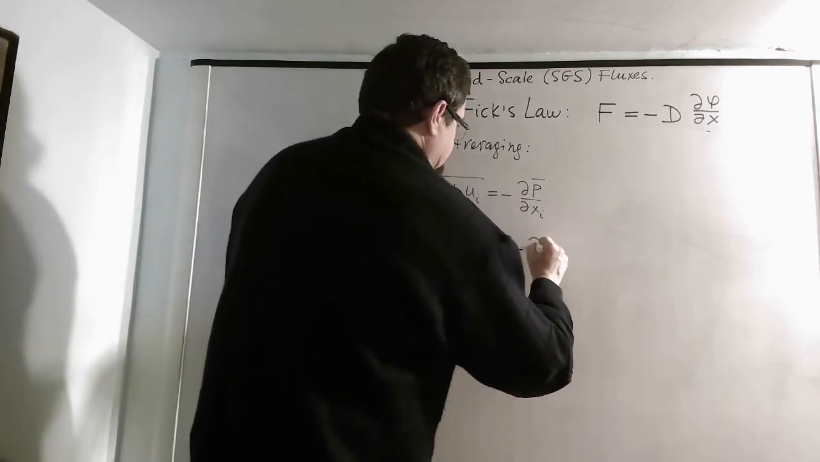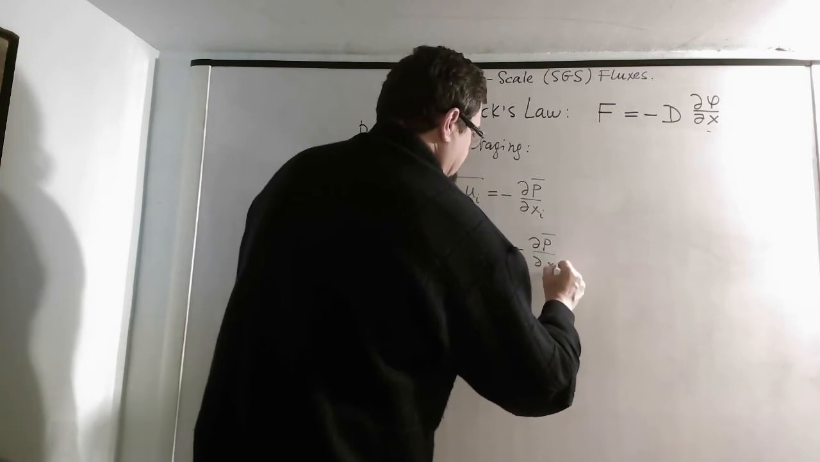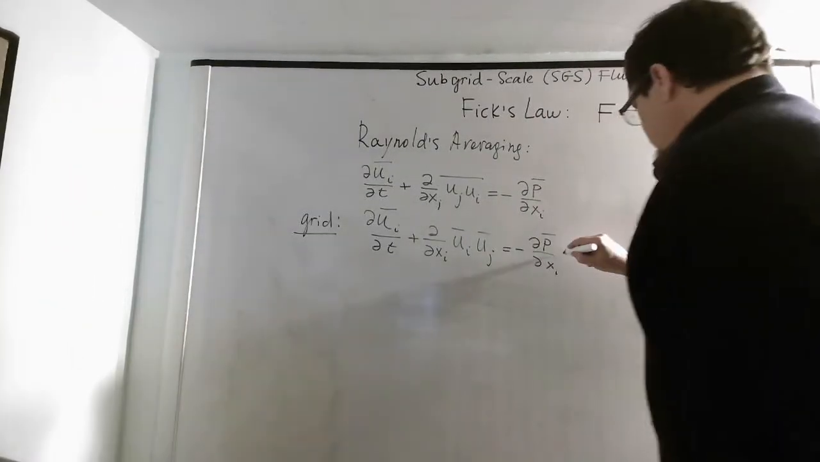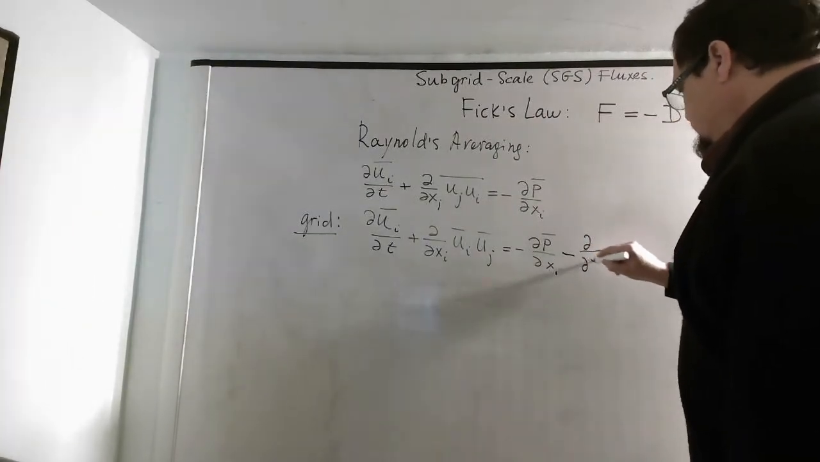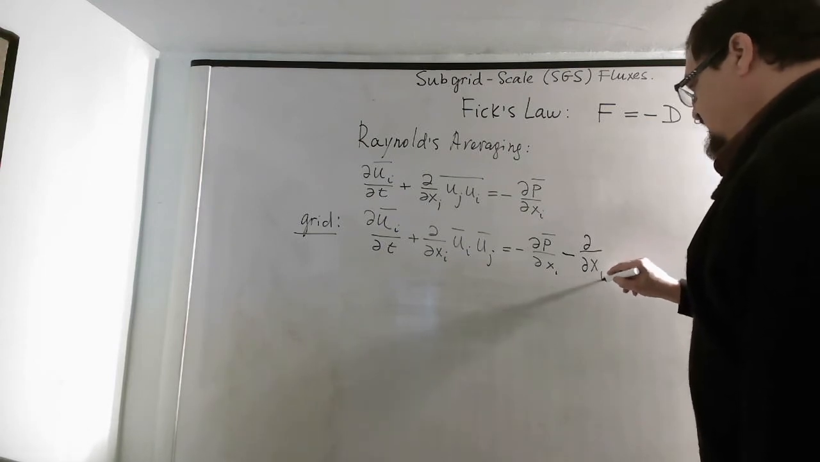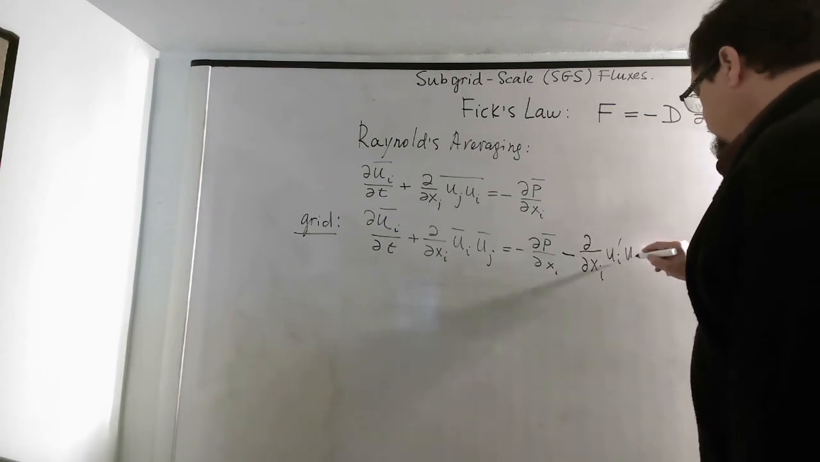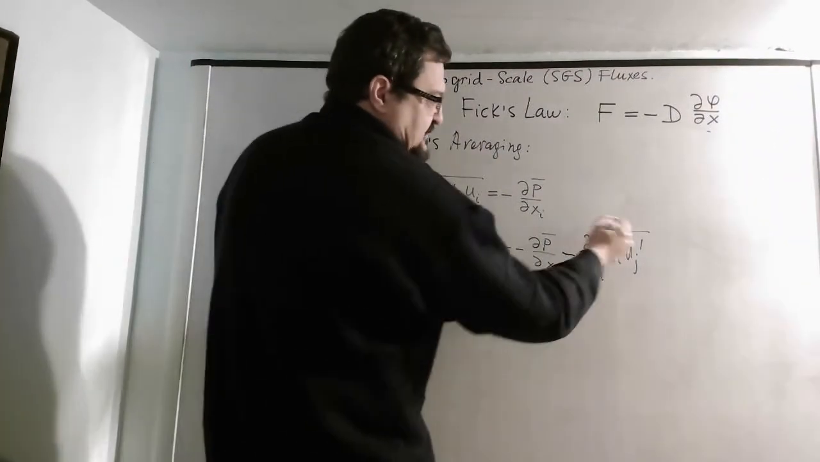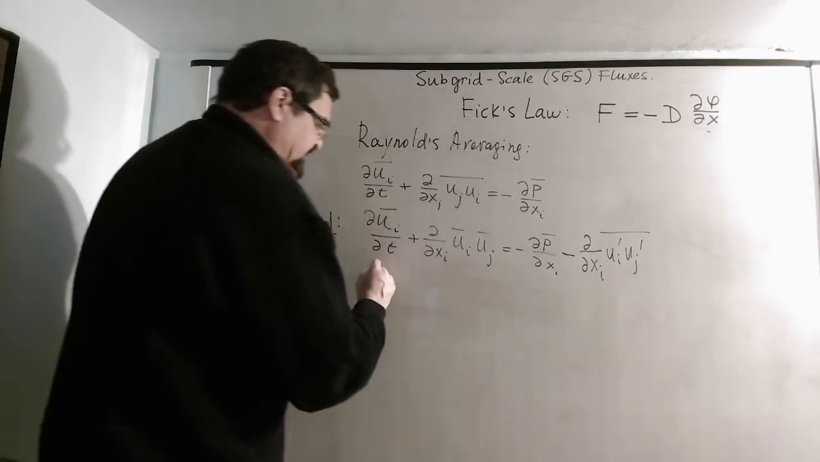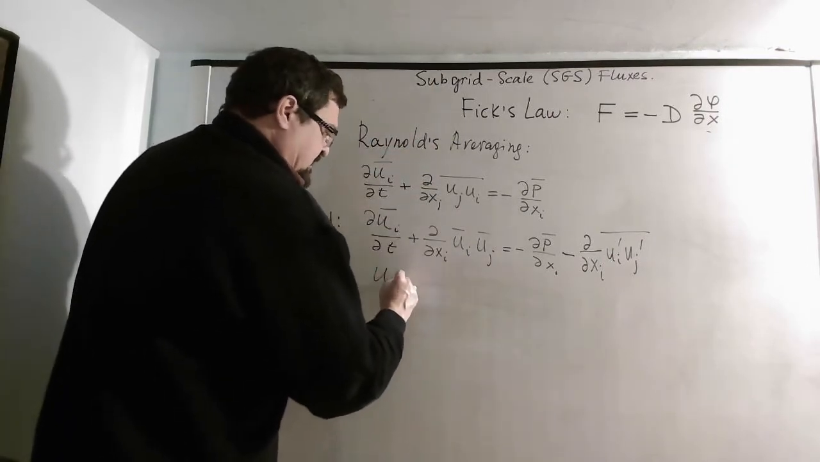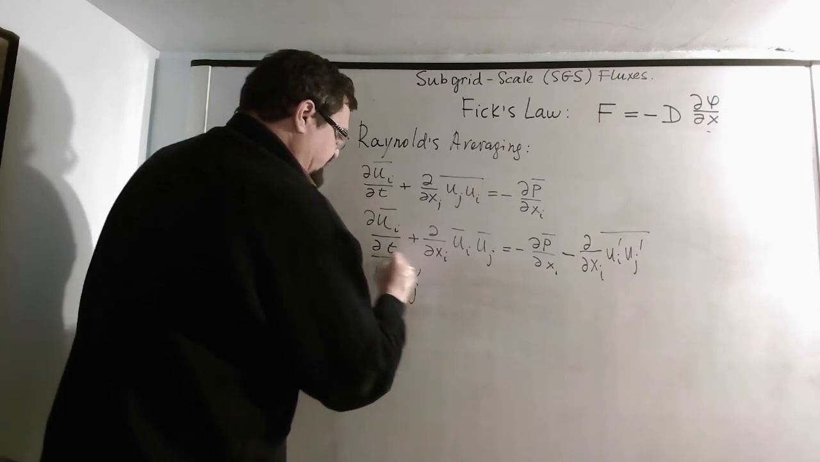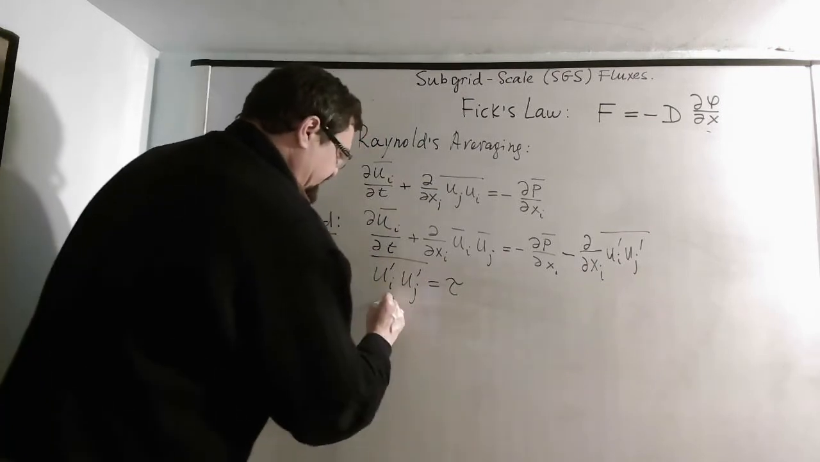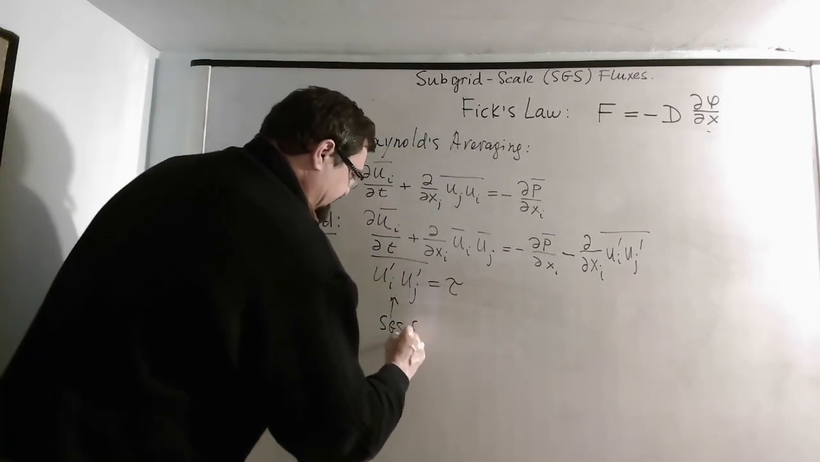Equals minus d pi dx_i, and if we take this another term to the right hand side, we will have here minus d/dx_j of u_i' u_j'. So this is the divergence of subgrid scale fluxes. This average of u_i' u_j' equals tau, the subgrid scale stress. So this is the SGS stress.